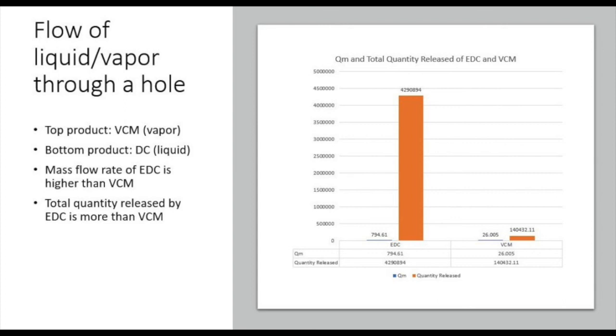From this, we can conclude that the flow rate of EDC is higher compared to VCM, therefore more EDC will be released compared to VCM in a period of 90 minutes. The hole size for this is 4 inches for both.